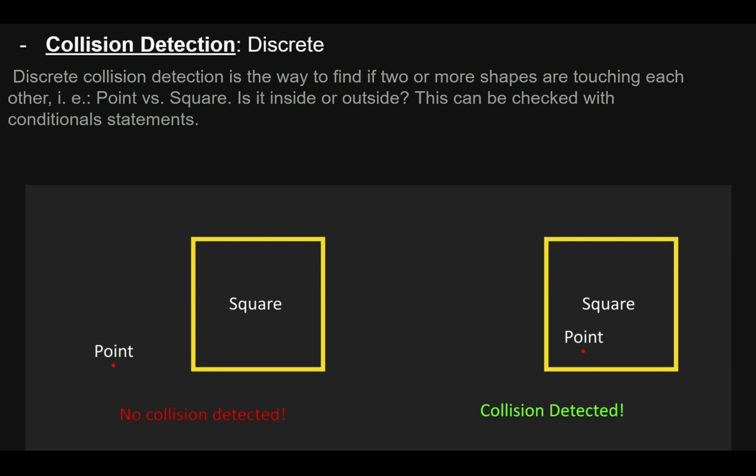Now we're going to start with one of these detection types, which are discrete, which are used to know if two convex shapes are touching in their center or are intersecting.